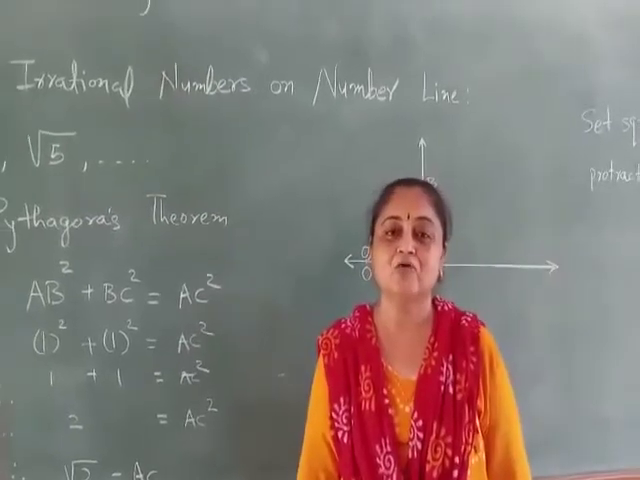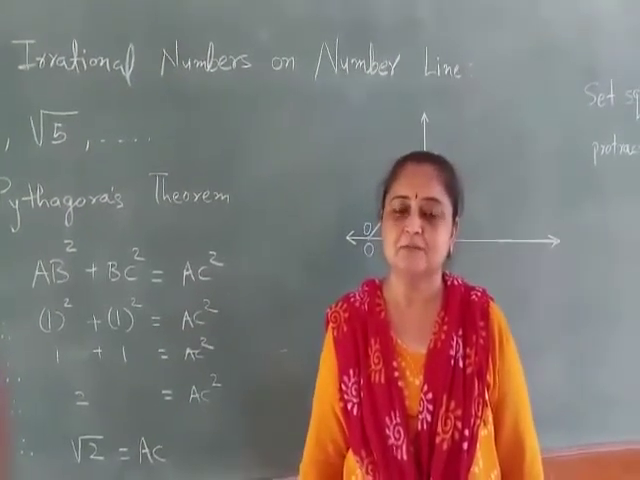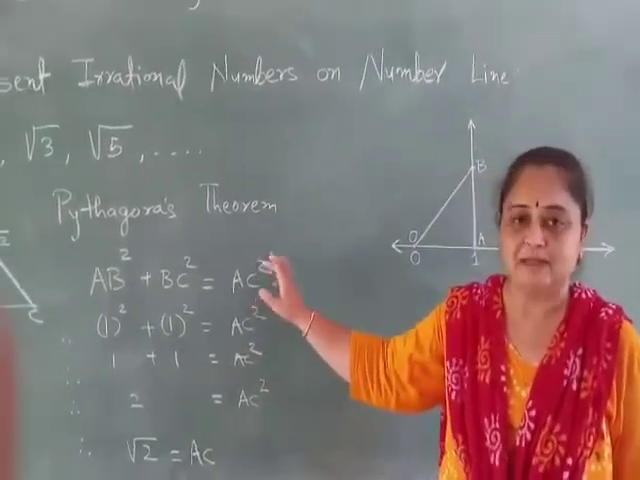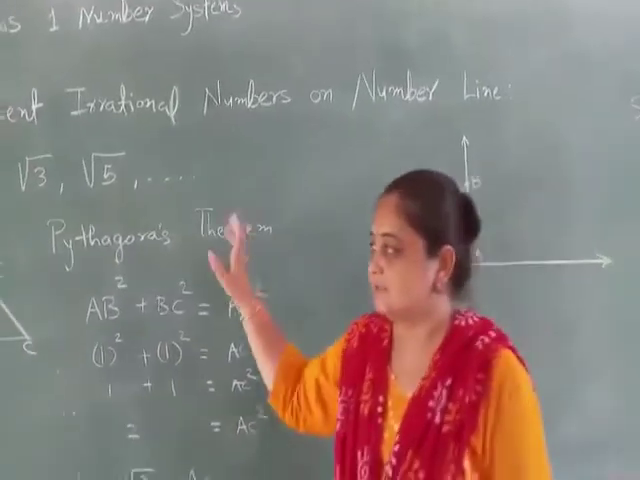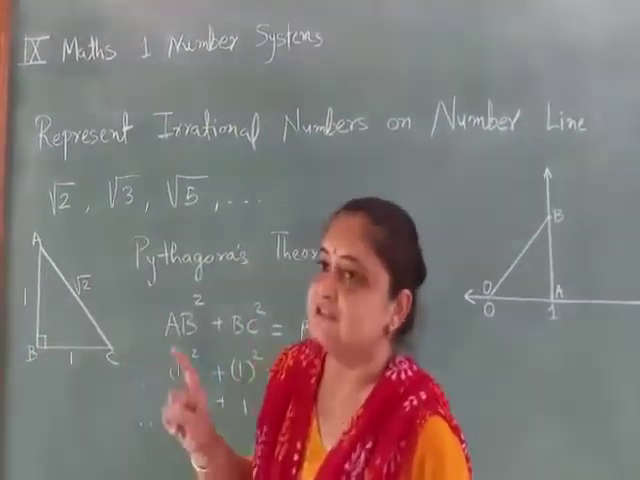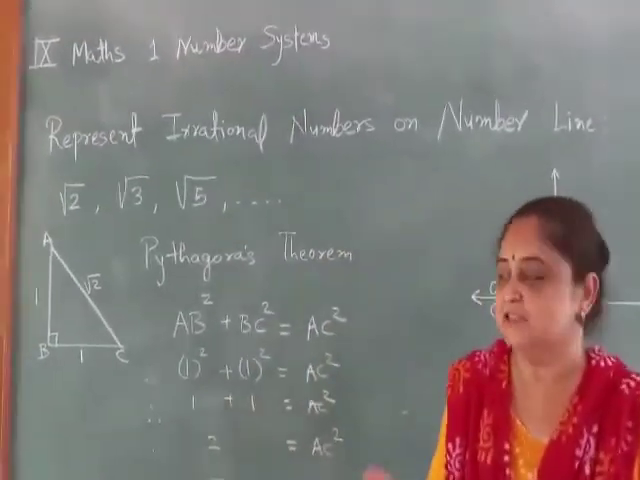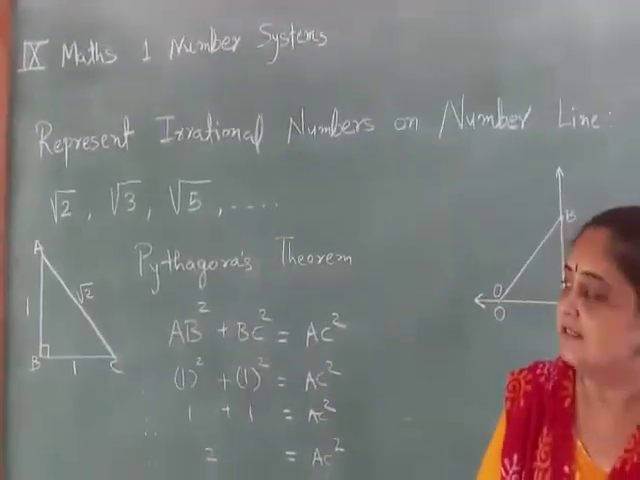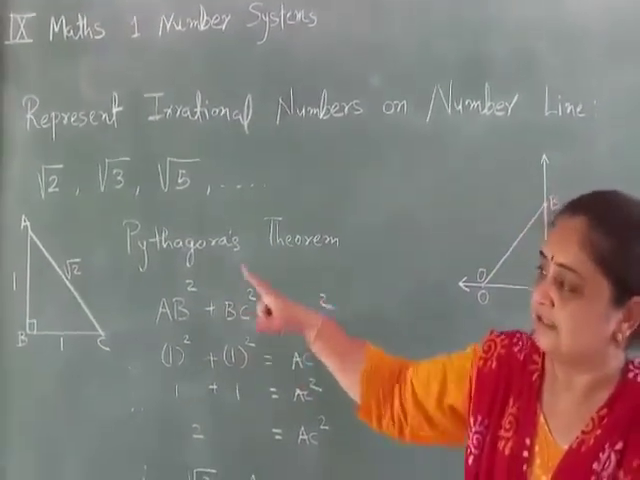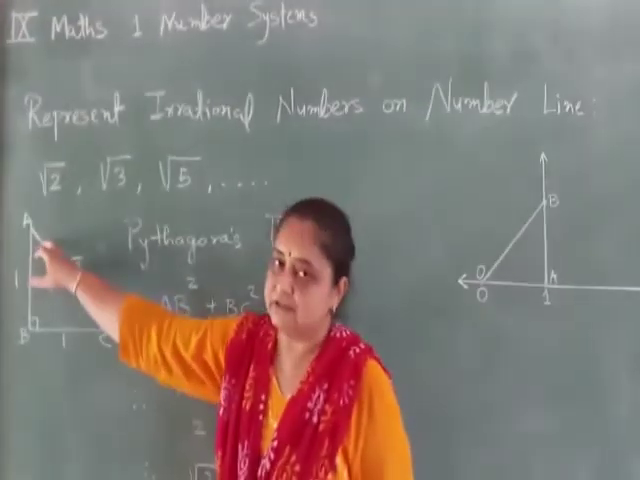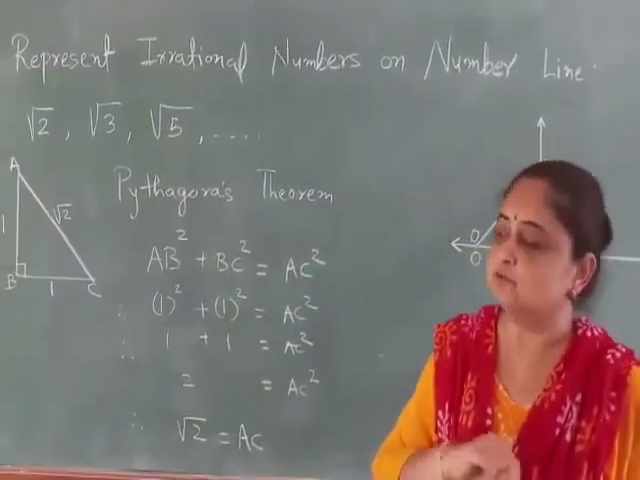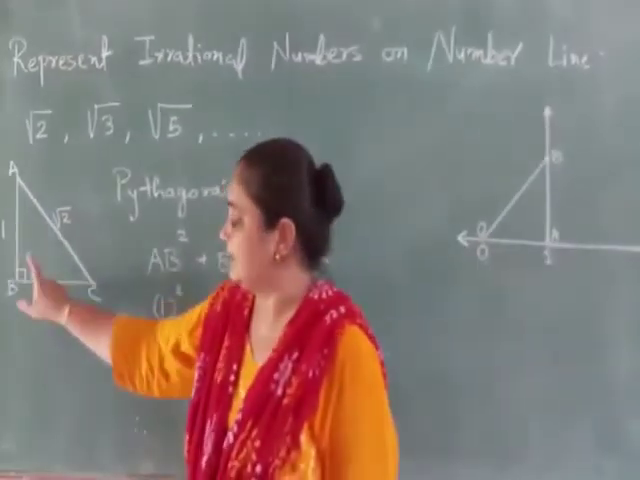Let's understand how we represent an irrational number on the number line. For that, first let's understand the Pythagoras theorem. This theorem is applied to a right angle triangle. Suppose there is one right triangle ABC in which angle B is 90, then AB square plus BC square equals AC square. Here AC is considered the hypotenuse. So the hypotenuse square is equal to the sum of the squares of those two sides which make the 90-degree angle.